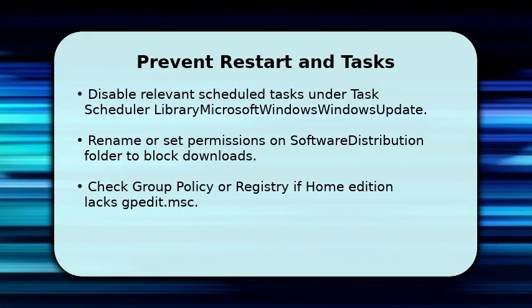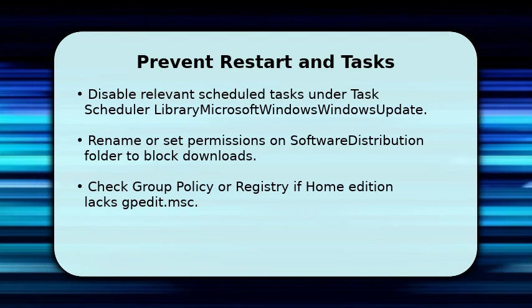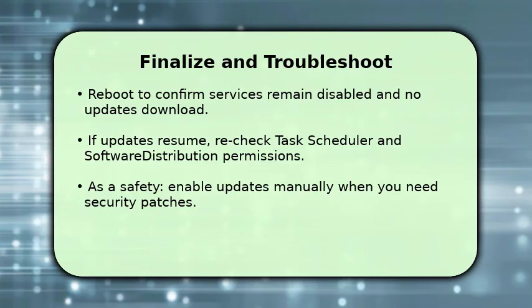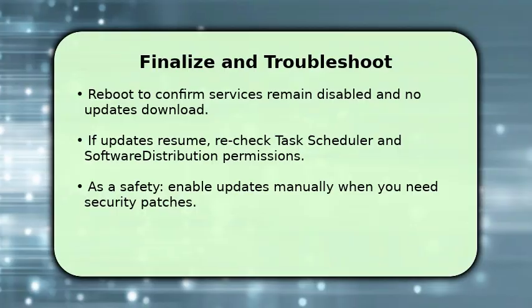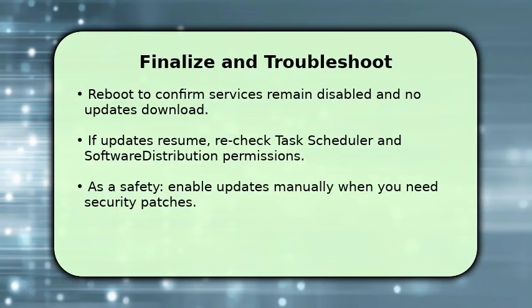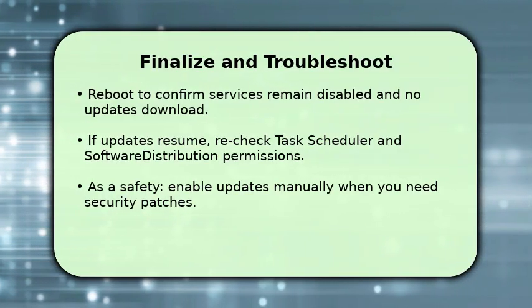If you're on Windows Home, use Registry Edits or a temporary gpedit workaround. These steps ensure updates remain blocked rather than briefly paused. Finally, reboot and verify that Windows Update stays disabled and no downloads start. Open Services.msc and Task Scheduler to confirm your changes persisted.